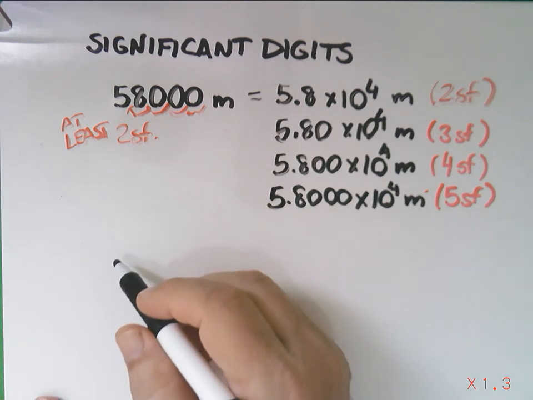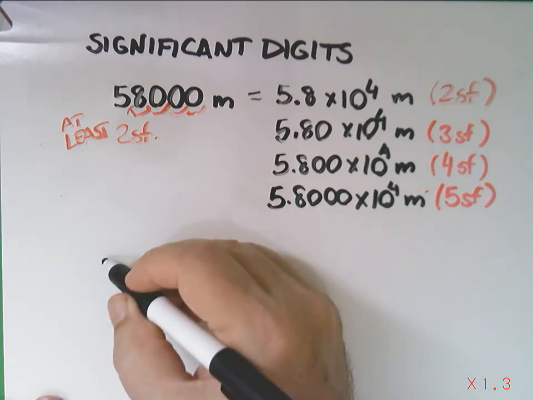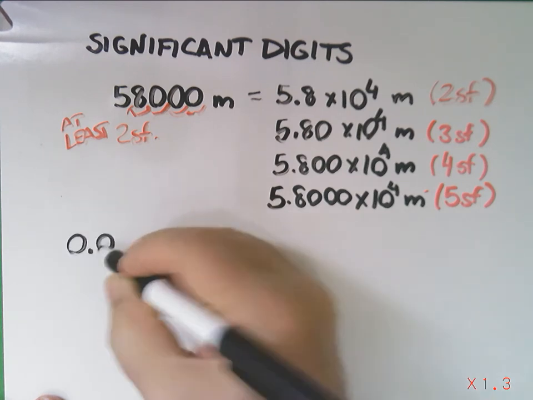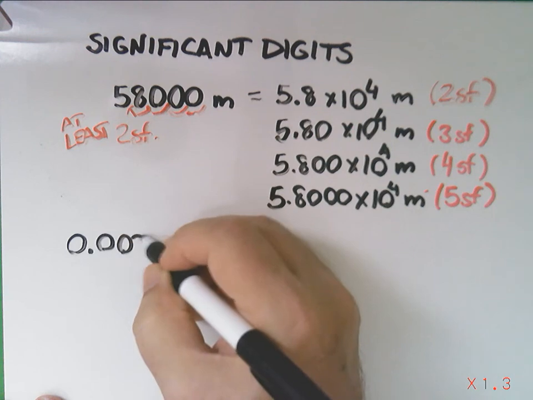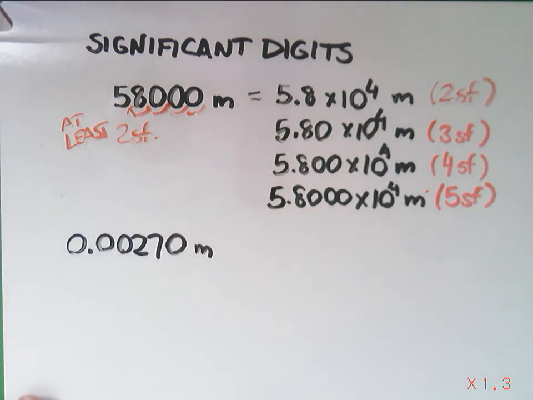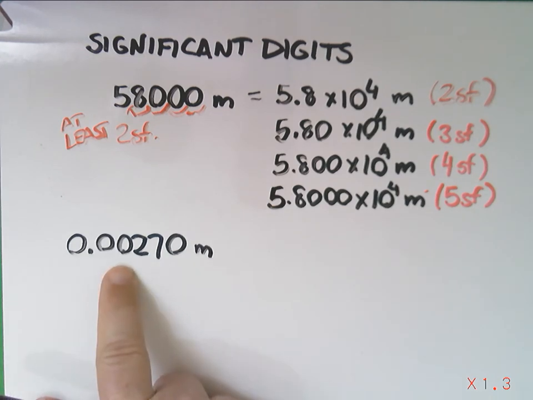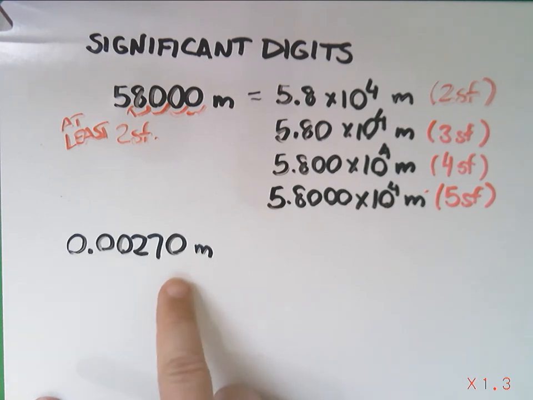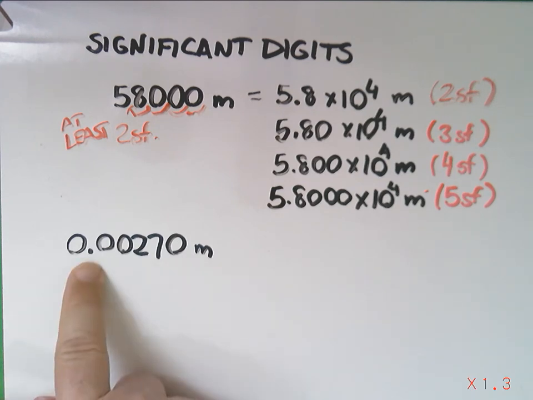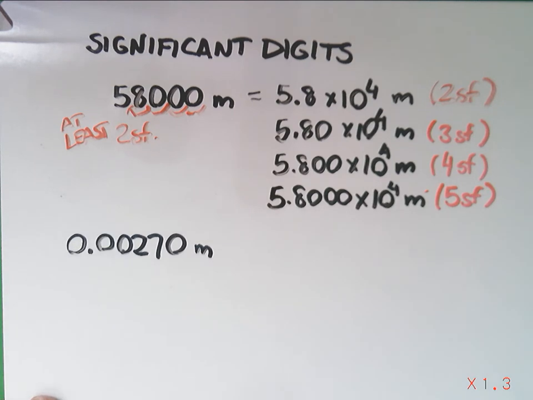Now, another thing that scientific notation can help out a little bit with is understanding why, when we write a number like this out, it has three significant digits. By the rules, I'd say, well, there's three leading zeros. They're never significant. And there's one trailing zero, but it is significant because I see a decimal point. So I'd apply those rules and I'd say, well, there's three significant digits there.